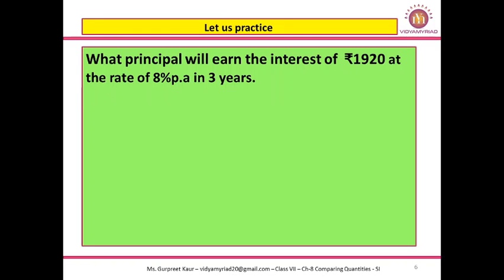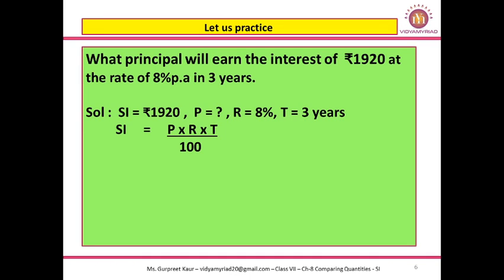So this interest I need to pay after 3 years, and I have to find out on what principal I will calculate. So simple interest is given to us, 1920. Principal we don't know, we will put question mark. Rate we know, time we know. Put it into the formula.